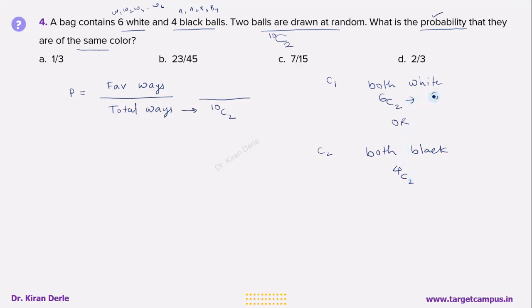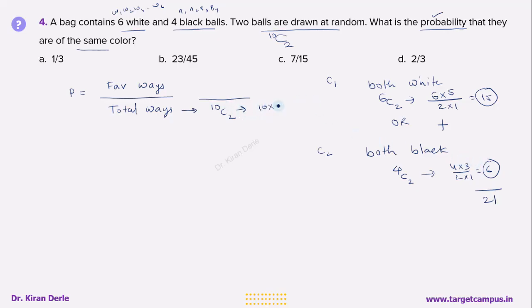So 6C2 is 6 into 5 upon 2 into 1, or 30 by 2, which is 15. I have already explained this calculation in the concept videos. 4C2 will be written as 4 into 3 by 2 into 1, which is 6, right? So we add both the cases. We have these many ways in this case, and these many ways in that case. So we have a total of 21 favorable ways: both white in 15 different ways, both black in 6 different ways.